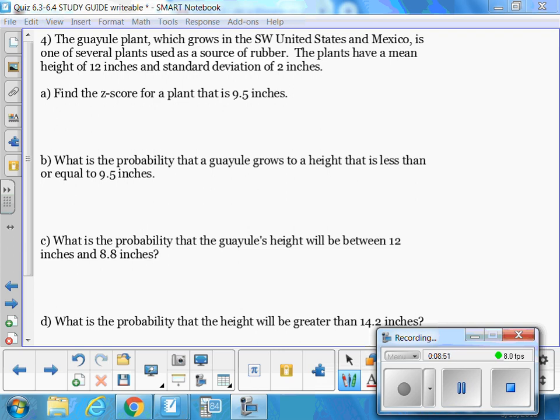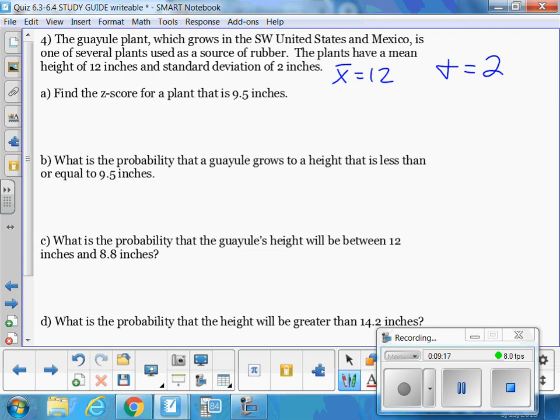The plants have a mean of 12 inches, I'll jot that down, and a standard deviation of 2 inches. Let me jot that down. We're going to find the z-score for a plant that's 9.5. So let me understand here. We're just going to find the z-score. We're not going to then look at any charts and find any probabilities. Are you clear on that?